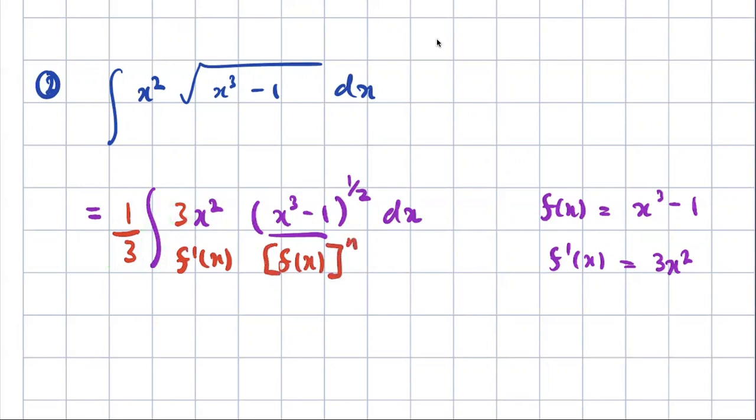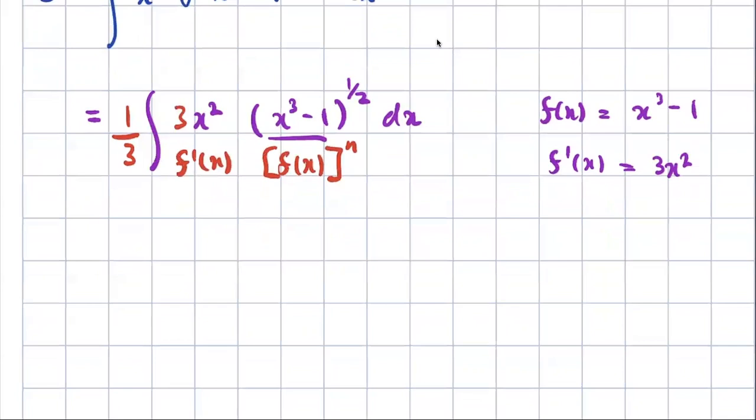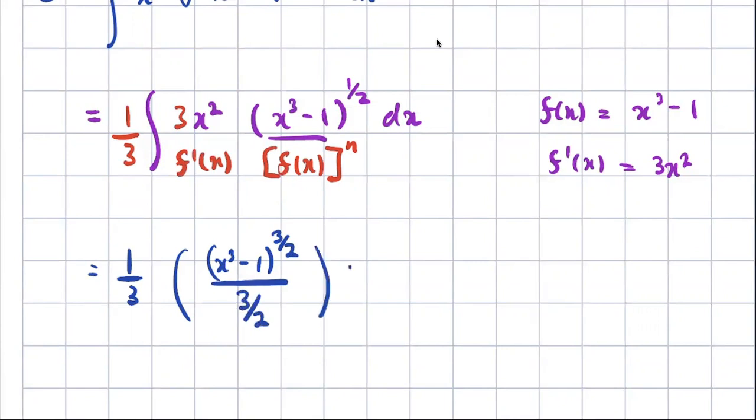Now that we've got that, we can add 1 to the power. So we keep the 1/3 out there, and we add 1 to the power of x cubed minus 1. Instead of a half, adding 1, we're going to get to the power of 3 on 2. And then we divide by 3 on 2, dividing by that new power, plus c.